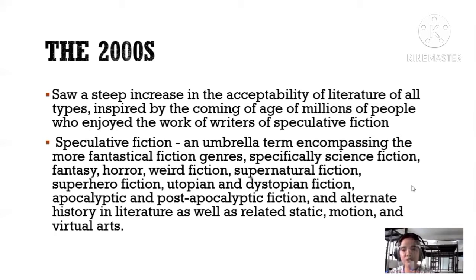Apocalyptic, post-apocalyptic fiction, and alternate history in literature, as well as related static motion and visual art. So as you saw before, way back in the contemporary, there was a black and white background. Here at 2000, they already have different angles of different stories from the different cameras that they are using. Because of the different cameras, they create an illusion of different sides of the story from the different corners of the story formed into the literary forms.